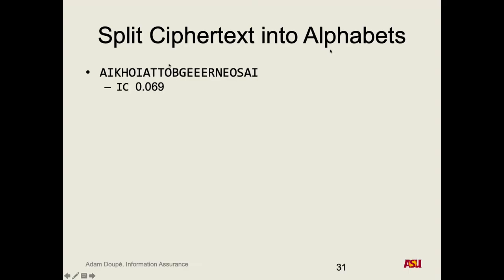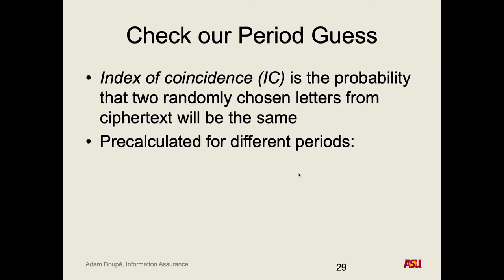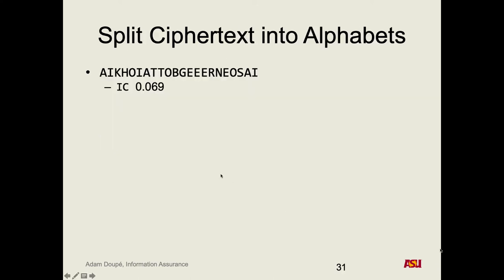So now we've split our ciphertext into six different alphabets, and we're going to calculate the index of coincidence for each of those. Yes? You said there are pre-calculated values for English. What are those? I don't want to get into too much, it's 0.066 for right now. We'll come back to this in a second. And remember, this is a statistical measure. We only have 22 characters here, so these may vary depending on what happens.